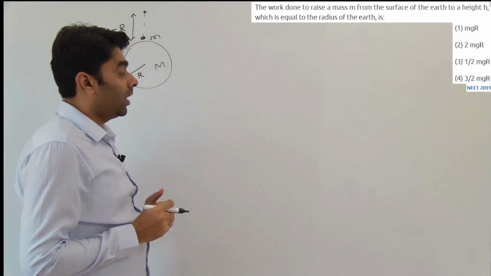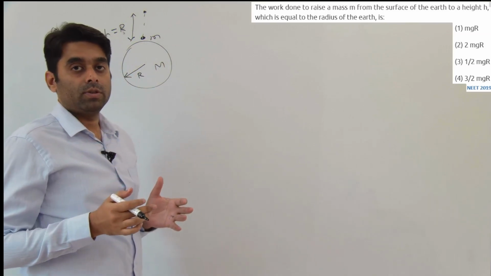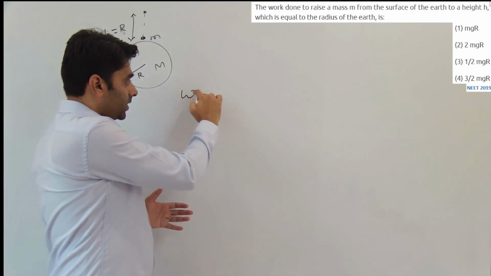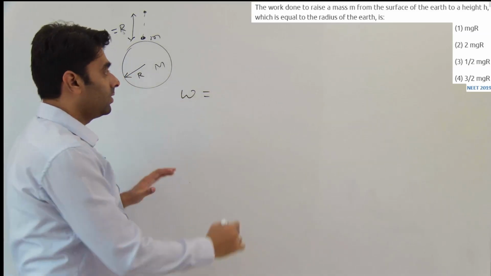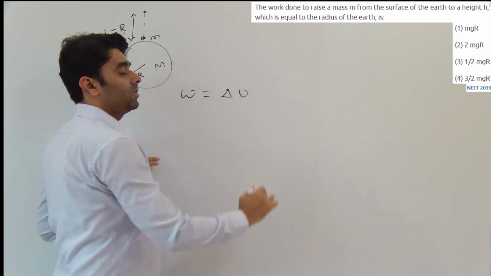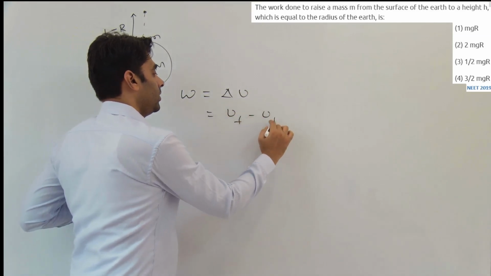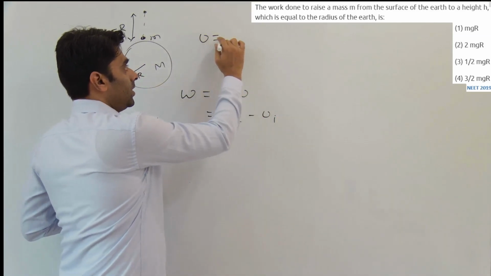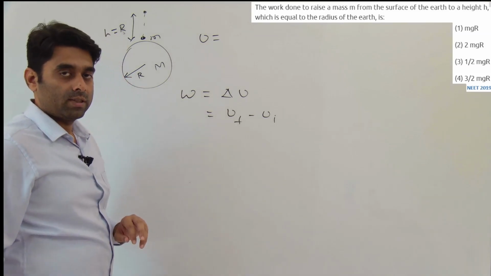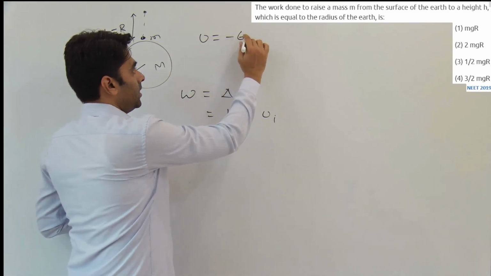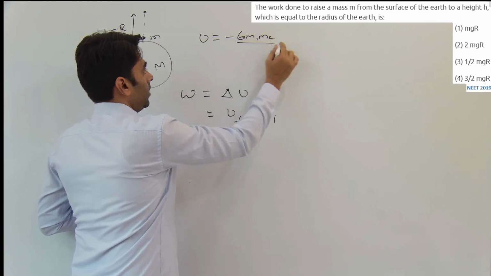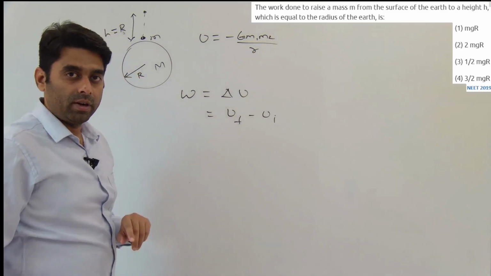What is work done? How do we calculate it? We can't apply force into displacement. Work done is in terms of change in potential energy, which is delta U. So we can write this as U final minus U initial. Gravitational potential energy for two masses, what do we write? Minus G m1 m2 by r. Now this distance r is measured from center to center.